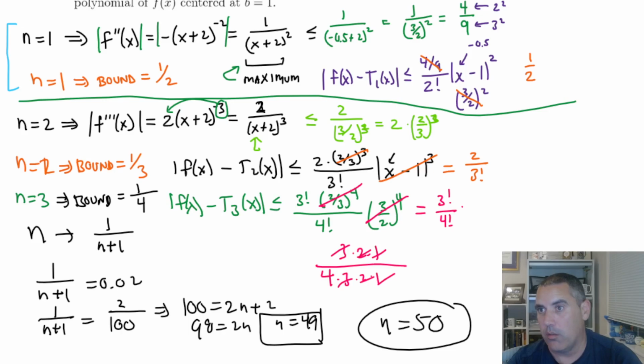So I hope that gives you a general approach. If you can see the pattern, do it right away. That's what the solutions did. But I hope that helps. So the answer is n equals 50 because it's the first time you drop below. All right.